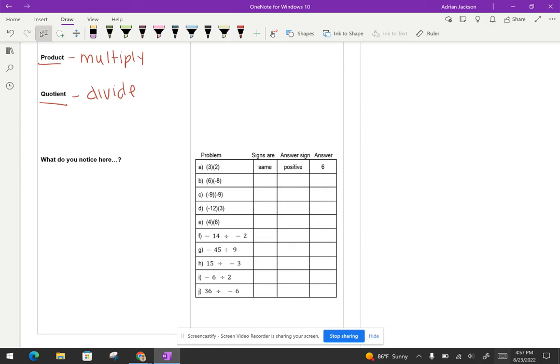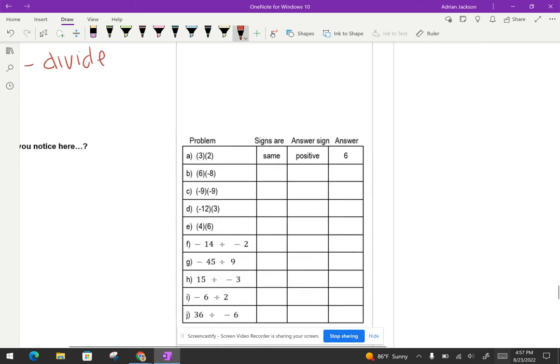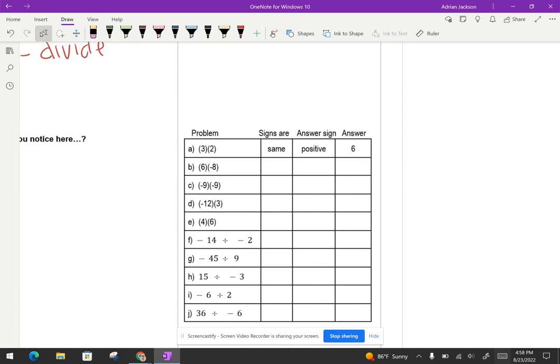So the first one is done for you, 3 times 2. The signs are the same, so the answer sign is positive, and the answer is 6. 6 times negative 8. I'm just going to use S for same, D for different, and then plus and minus for my answer signs. So my signs are different here. If I did 6 times negative 8 in the calculator, I would get negative 48. So that means my answer sign is negative.